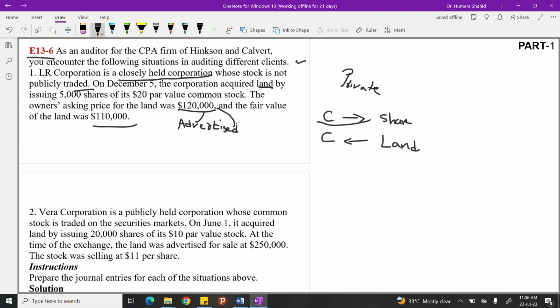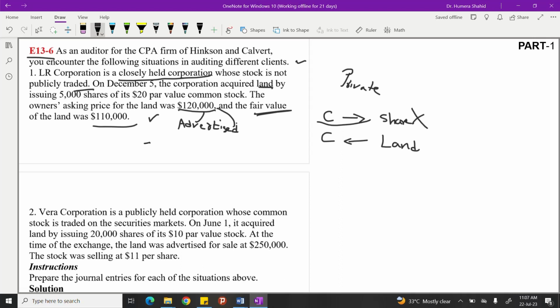In this example, the company is a private company, so we don't have the fair value of this company. But yes, we do have the fair value of land. It's clearly stated, 110,000. So we'll debit the land with this amount. They want us basically to journalize the above situation.